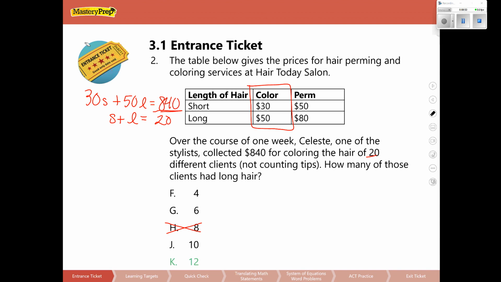Because the other way we can do it is solve it as a system of equations, get one of the variables equal and cancel it out. Or we can set this up as a matrix, and have it as 30, 50, 840, 1, 1, 20. And do our RREF like we did in Algebra 2. And it would give us the answer.